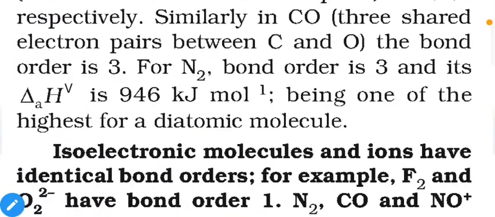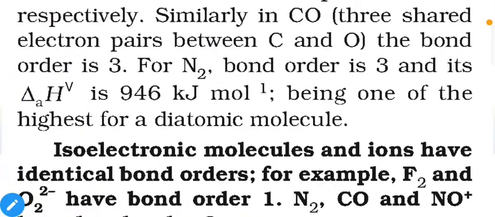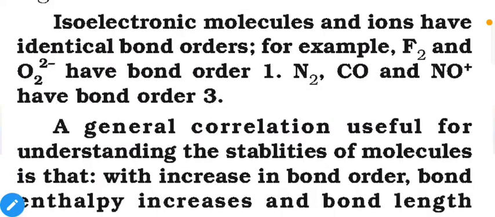So similarly, in CO we have three shared electron pairs. The bond order will be 3. For nitrogen, bond order is 3 and its enthalpy of atomization or bond dissociation enthalpy is 946. In the symbol of enthalpy, A represents atomization, that means when you convert molecules into atoms. It is one of the highest among diatomic molecules. Diatomic means two-atom containing molecules.